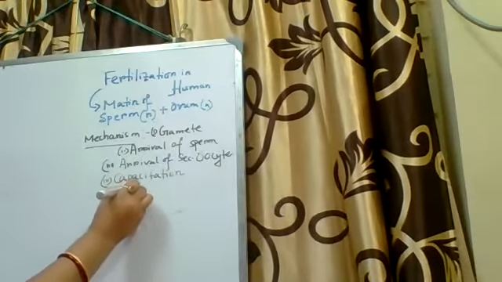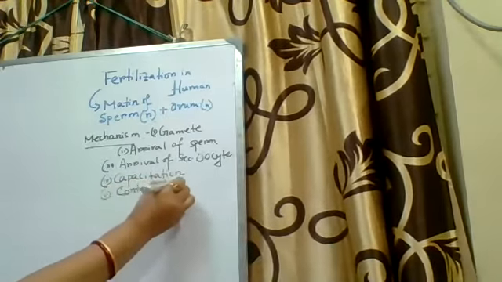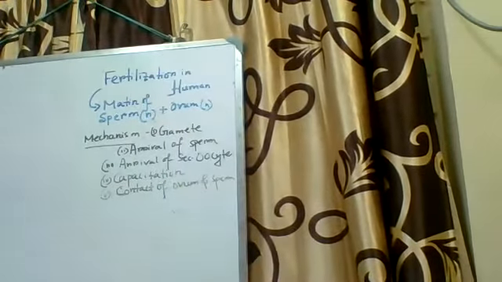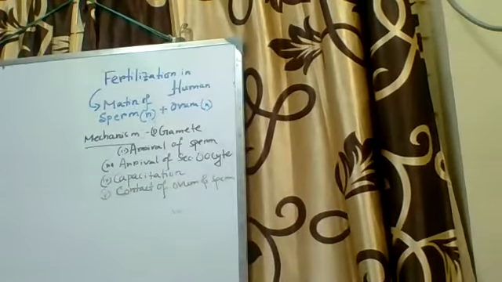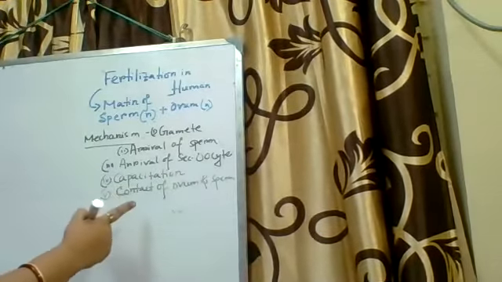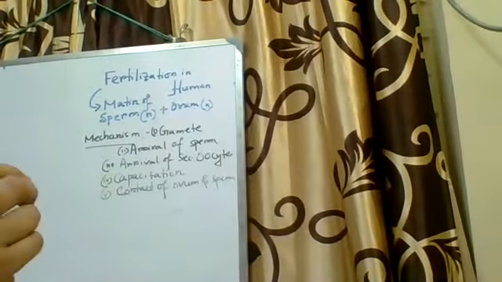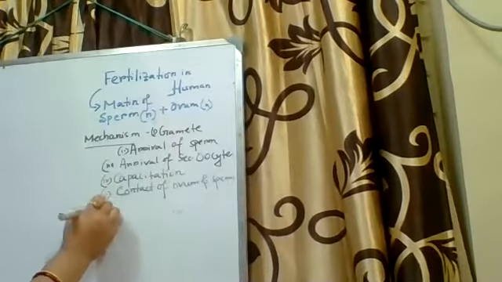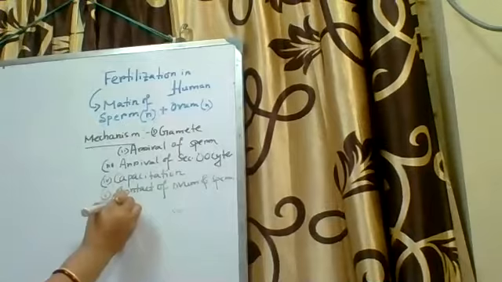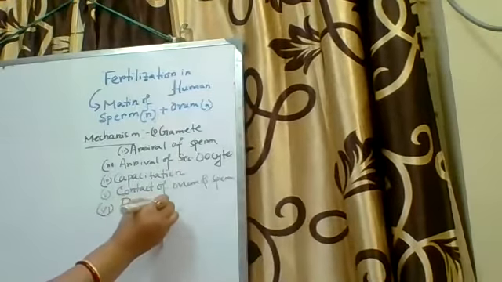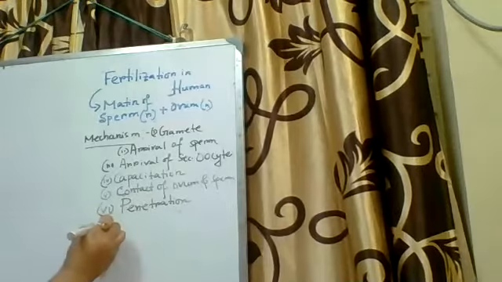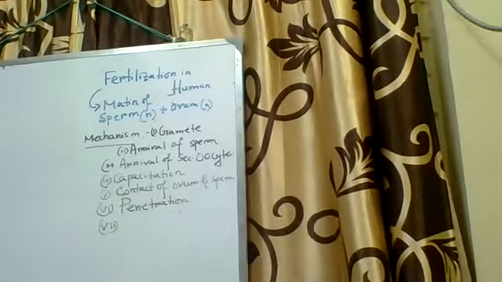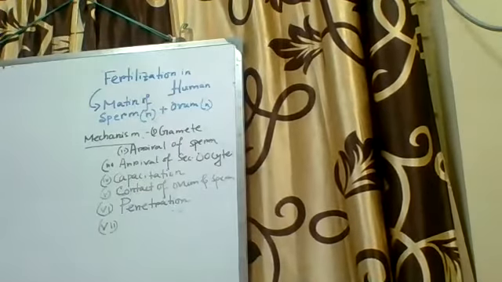This is where the sperm and ovum meet, contact of ovum and sperm, right? The sixth step is penetration. In this fifth step, the sperm and ovum only come in contact with each other; up to now their mating has not happened. So now the sixth step is called penetration, right?